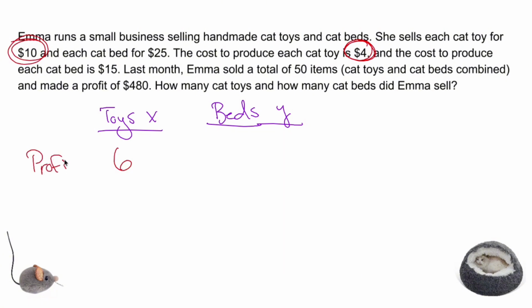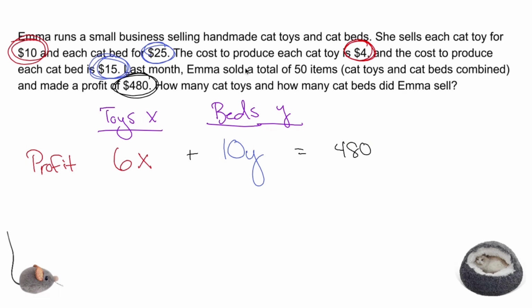Our one equation is going to be the profit that she makes. So if she sells for $10 and it's $4 to make, she makes $6 per cat toy. Similarly, the cat beds sell for $25, but she has to pay $15 to make them, which means her profit is going to be $10 per cat bed. Now, when she sold cat toys and sold cat beds, she made a profit of $480. So that's going to be our first equation: 6x plus 10y equals 480.